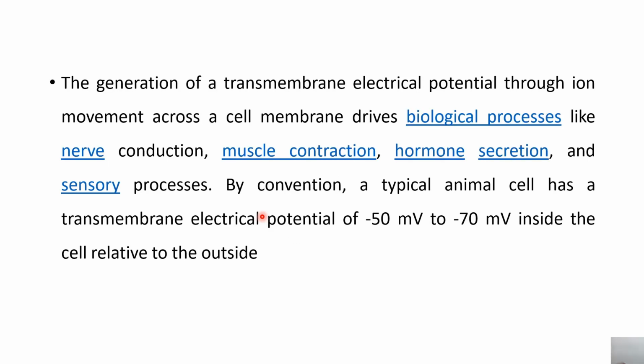Now, the generation of a transmembrane electrical potential through ion movement across a cell membrane can drive biological processes like nerve conduction, muscle contraction, hormone secretion, and other sensory processes. Right? By convention, a typical animal cell has a transmembrane electric potential of minus 50 millivolt to minus 70 millivolt inside the cell relative to the outside.